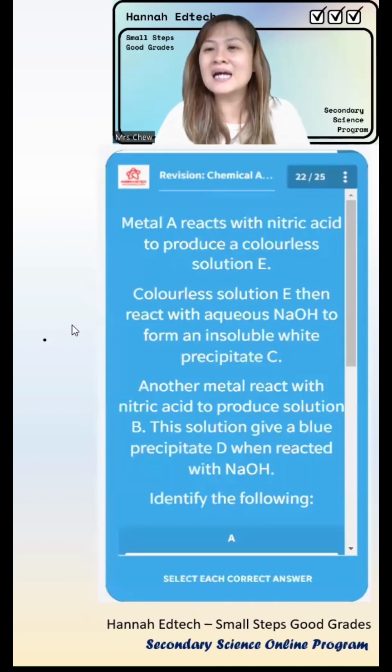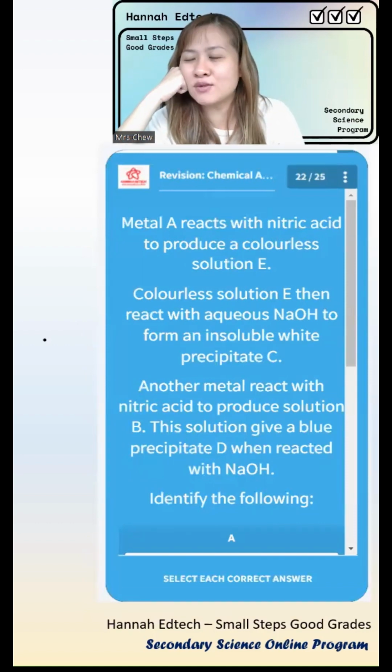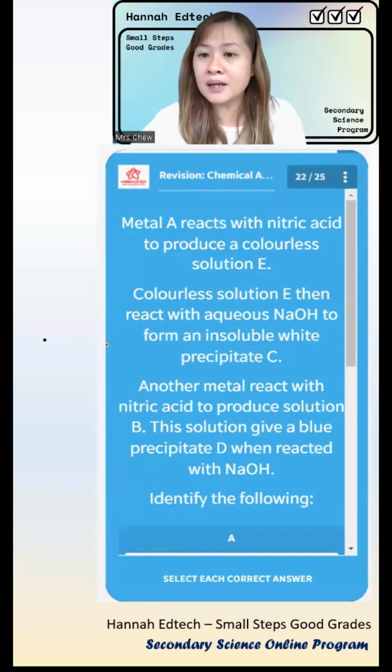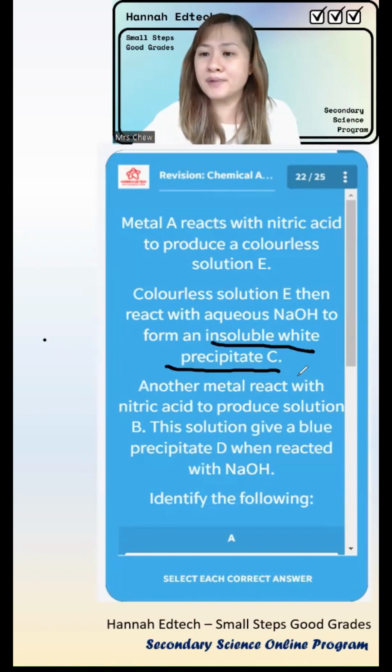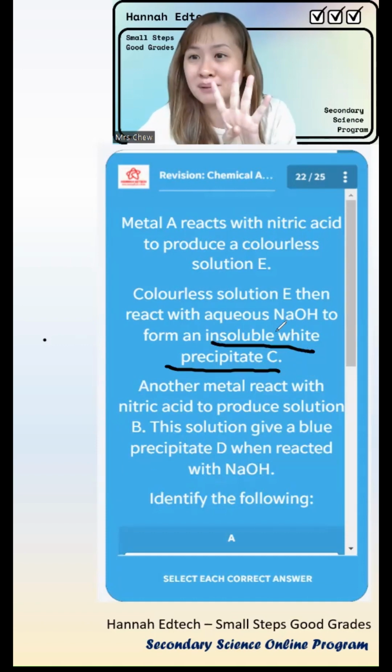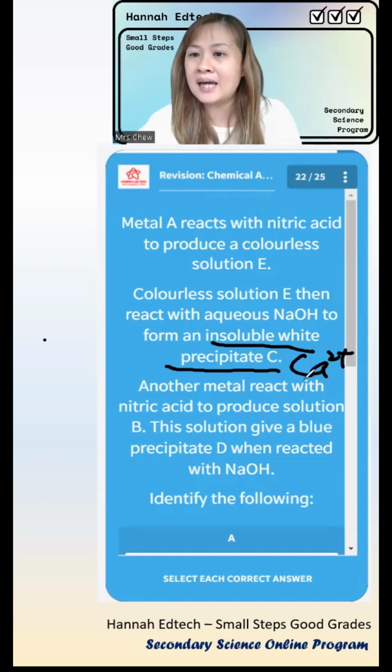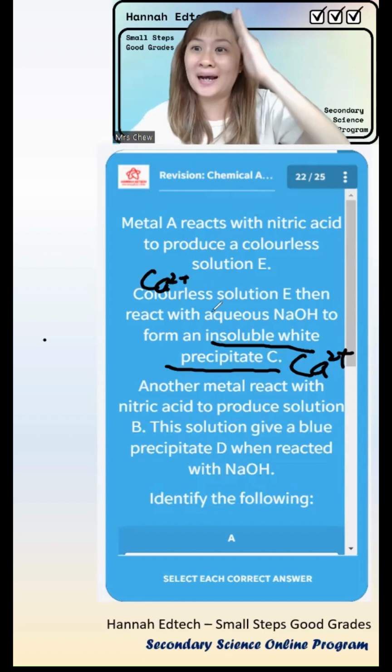Let's move on. The second question, metal A reacts with nitric acid to produce a colorless solution E. And the colorless solution E then reacts with aqueous sodium hydroxide to form an insoluble precipitate. The key here now is insoluble white precipitate. Now, there are 4 white precipitates, but only calcium is insoluble in sodium hydroxide. So I would like to write calcium 2+ here. And if there is calcium 2+ here, it means that colorless solution E also has calcium 2+. So you work back up.